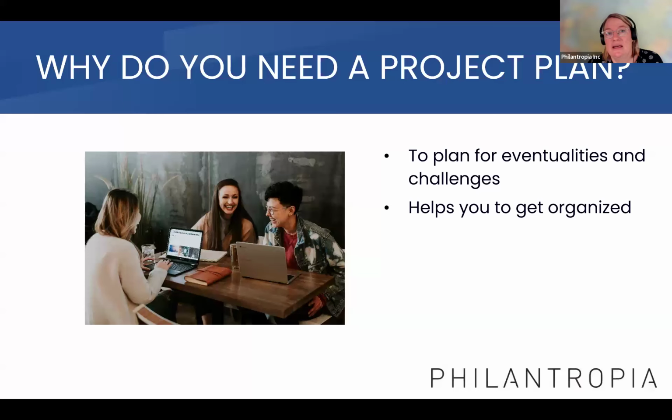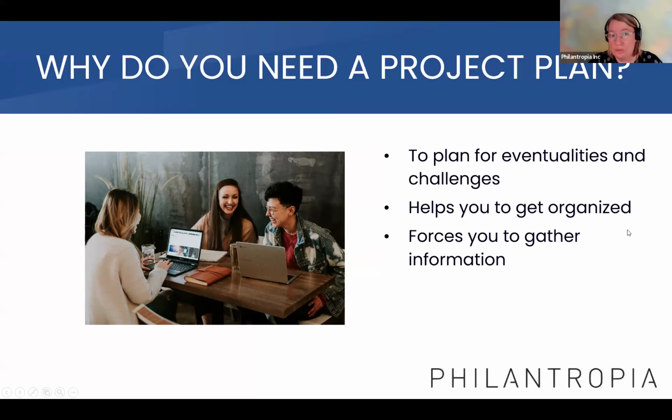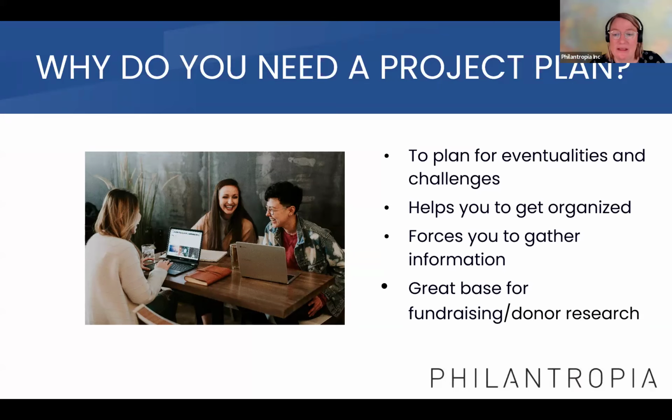Also about staff, you need to know who would do this. Do we have staff that could implement this project? Do we need to hire someone new if we get the project? All of these things you need to put together, you need to gather, and you need to find information on. Yeah, it forces you to gather that information, which is great because it moves your project from being an idea to actually being a project. And later, all this information is a great base for fundraising or doing your donor research. And obviously also for writing your proposal.